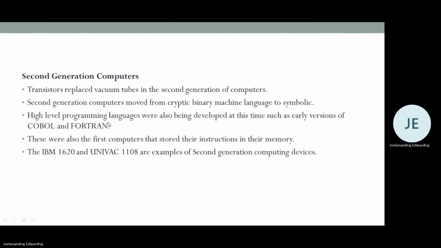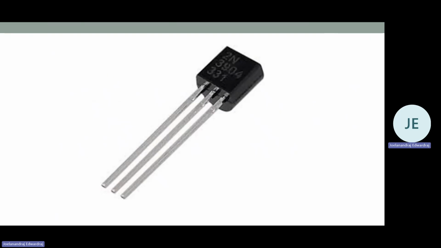Okay, so COBOL, Fortran, second generation languages were introduced at that time. So they had some symbolic means to convey the information to the computer. Okay, so IBM 1620, UNIVAC 1108, these models you can search on the internet and see. They used to be second generation computers.